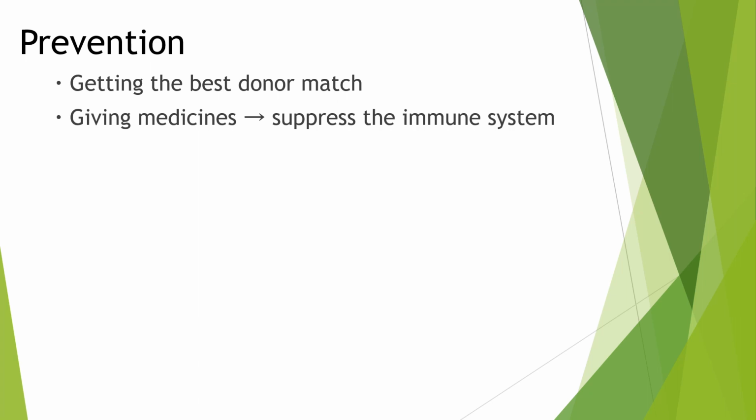There are treatments to reduce the risk of GVHD. One is getting the best donor match. GVHD can develop when the donor and the patient have a different type of HLA. So the closer the donor's HLA type is to the patient, the lower the risk of GVHD. The other is giving the patient preventive medicine to suppress the immune system.